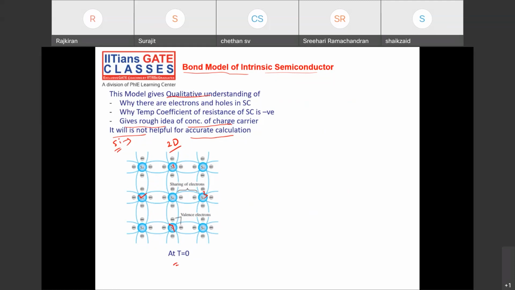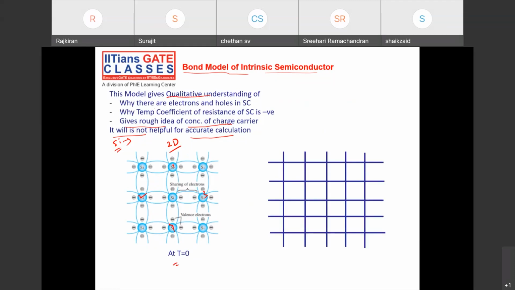Clear, sir. So if you see an easier, even more simplistic picture of a silicon crystal, each junction in this net is a silicon atom. Any junction you see has four bonds. Guys, is it clear to all of you? And a junction is nothing but a silicon atom.